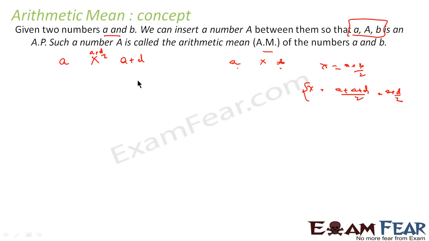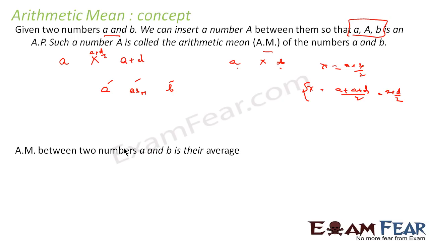Arithmetic mean also means the mean of two numbers, and if we assume that both are in AP, then this is called the arithmetic mean. So if we are given two numbers, we take the mean of those numbers, and that becomes the arithmetic mean. Also, if a and b are in AP and the arithmetic mean of a and b is, let's suppose, AM, then if you take these three numbers, they will also be in AP.